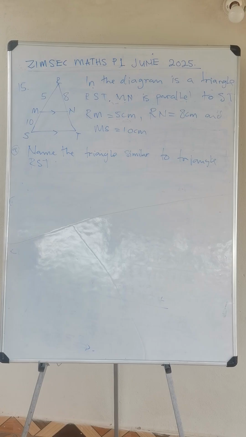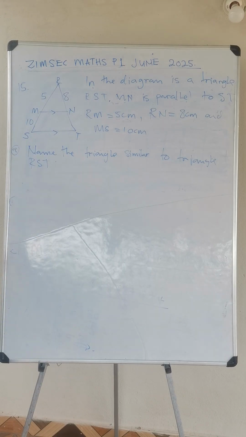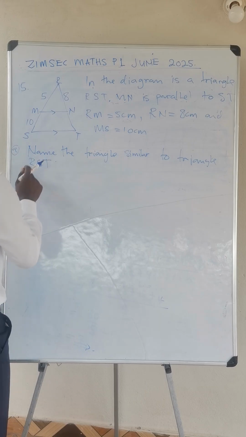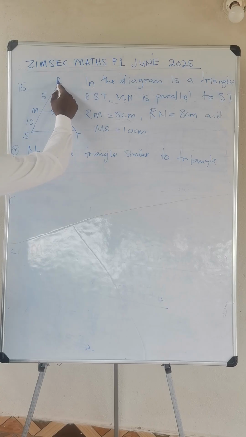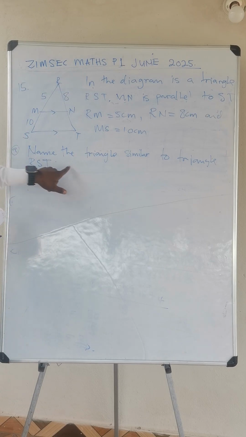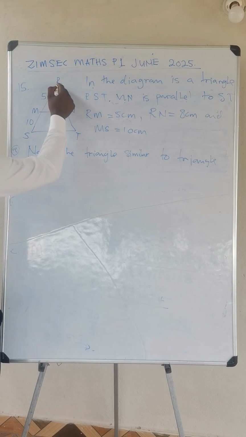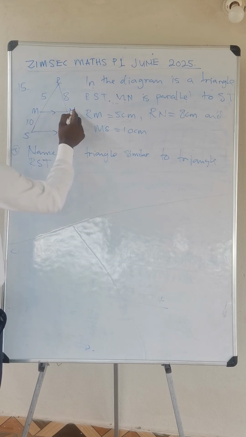Okay, so the triangle that is similar to RST. This is similarity and congruence, if you know that topic. So this is R, this is S, this is T. We just use the same rule to name the triangle that is similar to triangle RST. So the triangle that is similar to RST is RMN.